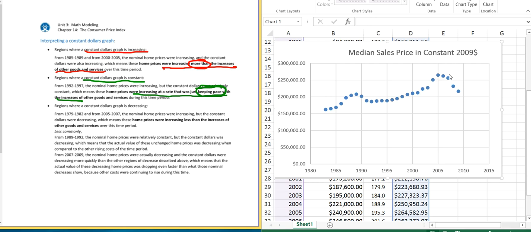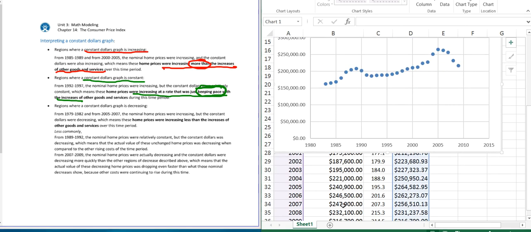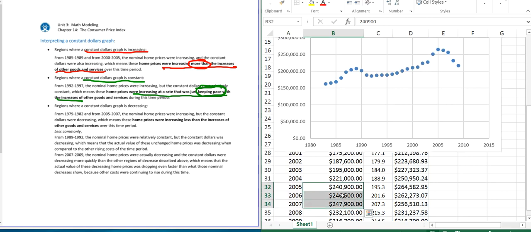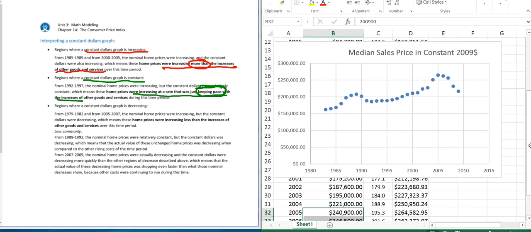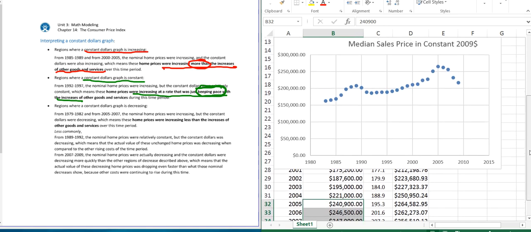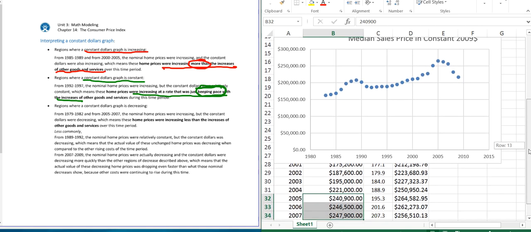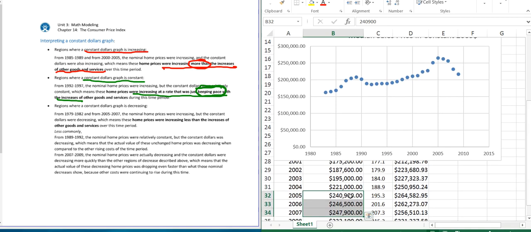2005 to 2007. So there's a little decrease there that's happening in constant dollars. If I look down here, though, let me scroll my spreadsheet. From 2005 to 2007, notice that home prices were still creeping up a little bit, like right here. 240,046, 247.9. So the median home price was increasing in nominal dollars, but in constant dollars, it was decreasing.